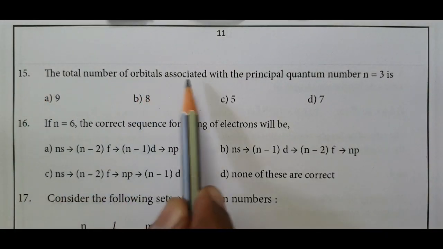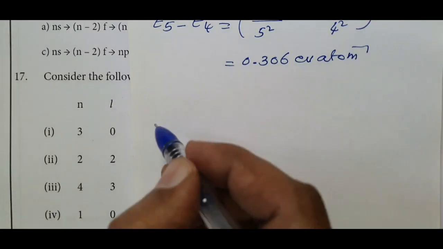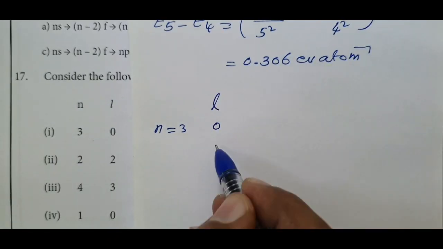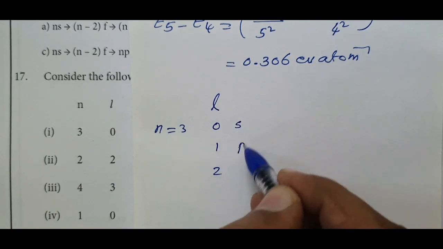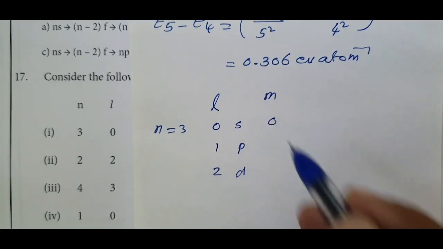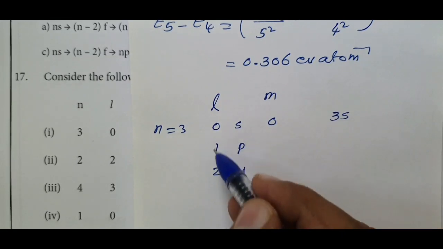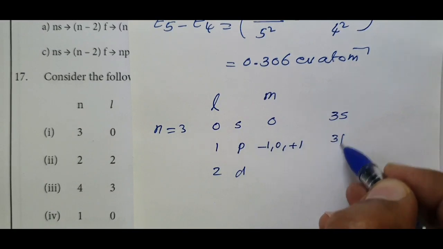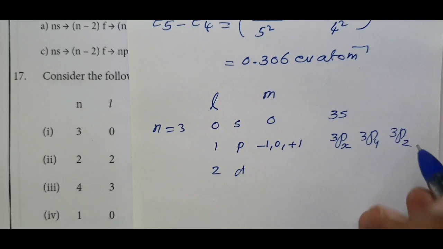15. The total number of orbitals associated with the principal quantum number n equal to 3 is. Principal quantum number n equal to 3 means L equals 0, 1, 2. That is s orbital, p orbital and d orbital. L equal to 0 means m equal to 0. There is only one orientation, therefore only one s orbital. L equal to 1 means m value minus 1, 0, plus 1. There are 3 m values, therefore there are 3 p orbitals, 3px, 3py and 3pz.